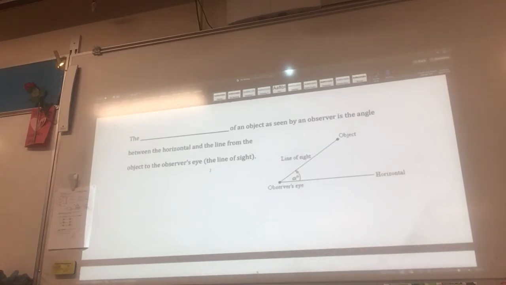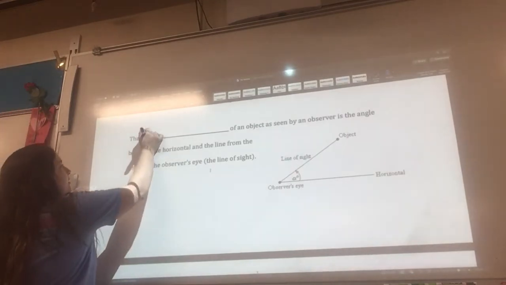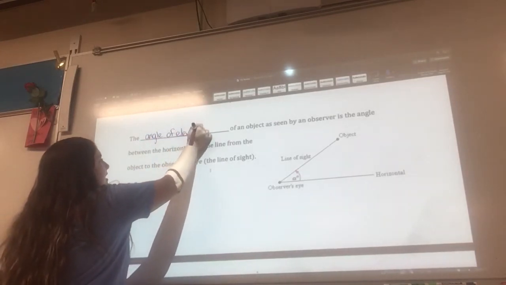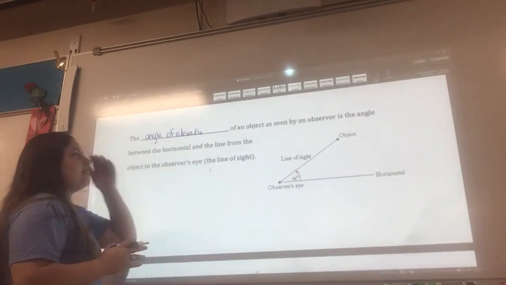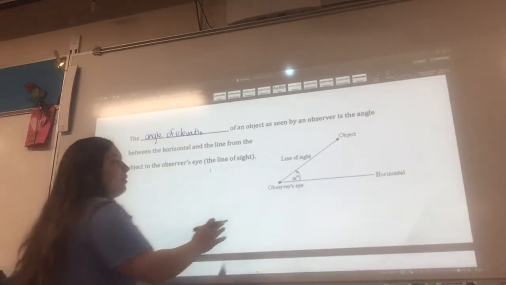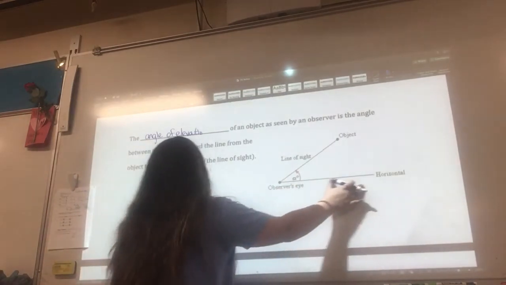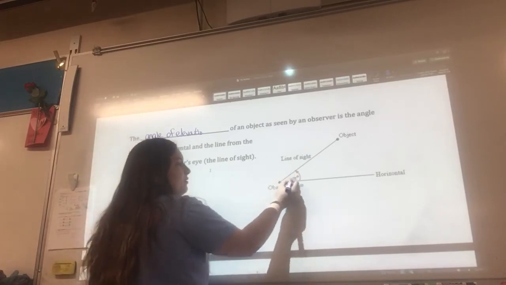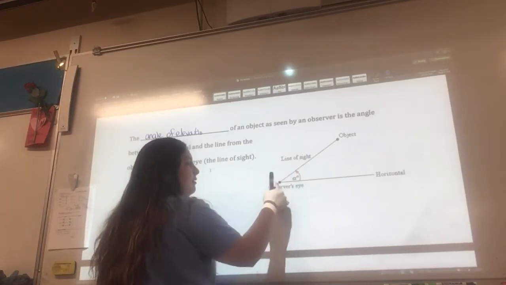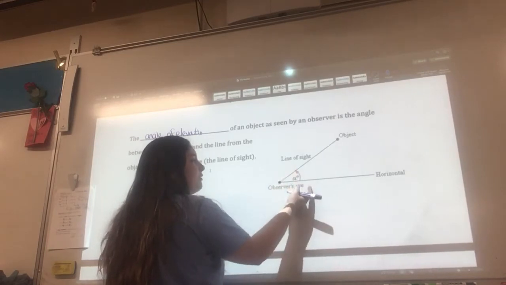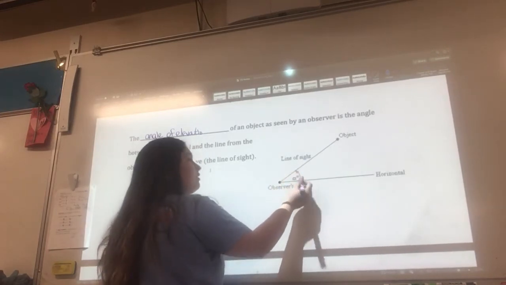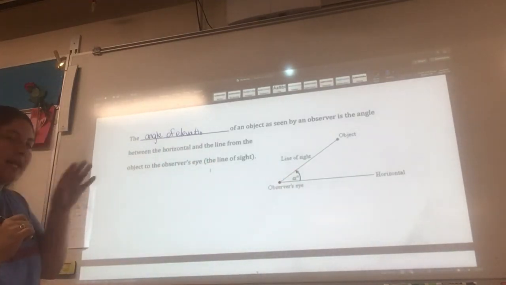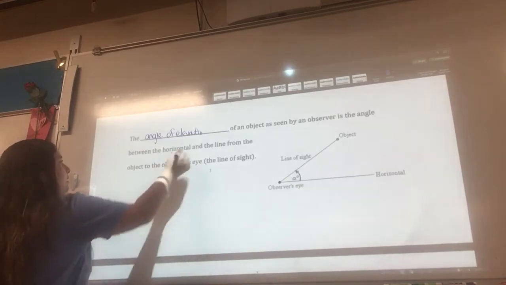Our next thing is we're going to look at the angle of elevation. The angle of elevation states that an object seen by an observer is the angle between the horizontal, the straight line, and the observer's line of sight to the object. So this is saying if I am here on the ground and I look for an object up in the air, so I have to look up, this is my angle of elevation. Okay? That's my angle of elevation.